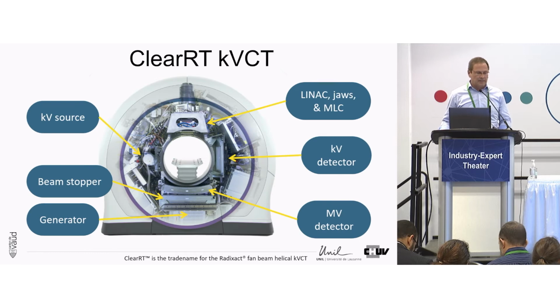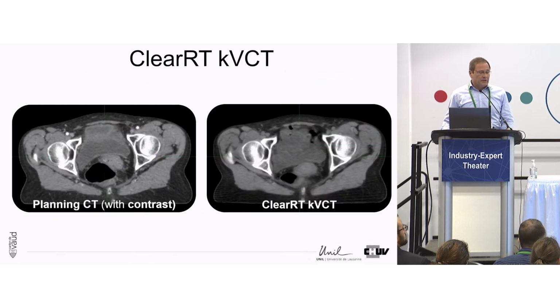The RadixAct system is the same as the previous TomoTherapy, in the sense that there's an MVCT with an MV detector which is able to provide MV images. But there's a new tool which is a KV-CT with a source and a detector, and this is what we will talk about. And the kind of image we can obtain with that, with the patient on the table, is the one on the right, compared to a normal planning CT with contrast.